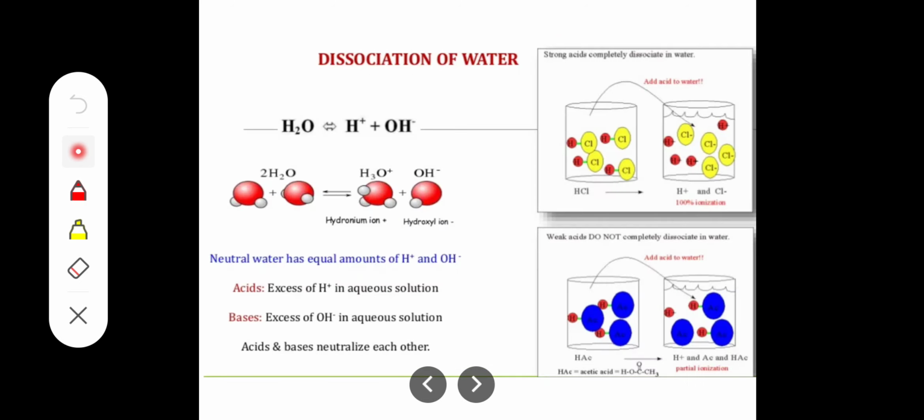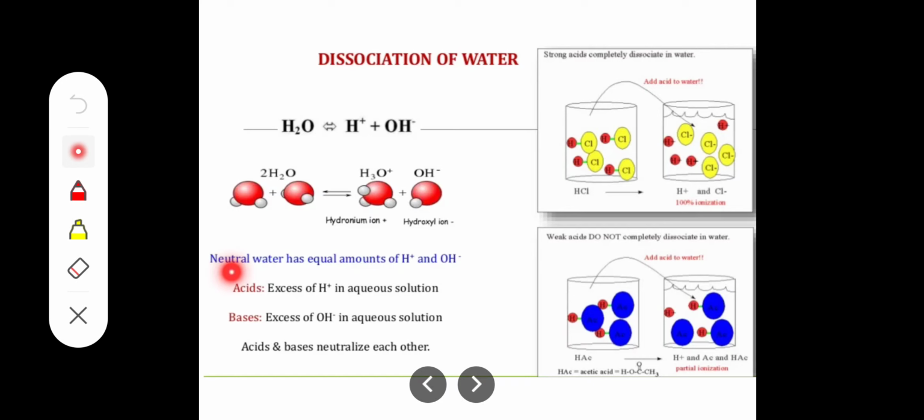Now we will try to understand the dissociation concept, because it is what decides whether it is acid or base. So dissociation in water: for example, water itself is dissociated into hydrogen plus and hydroxyl minus, right? Here you can see 2H2O joining together, a hydronium ion is going to form and a hydroxyl ion is going to be released, right? Because of this characteristic only, it is going to dissociate.